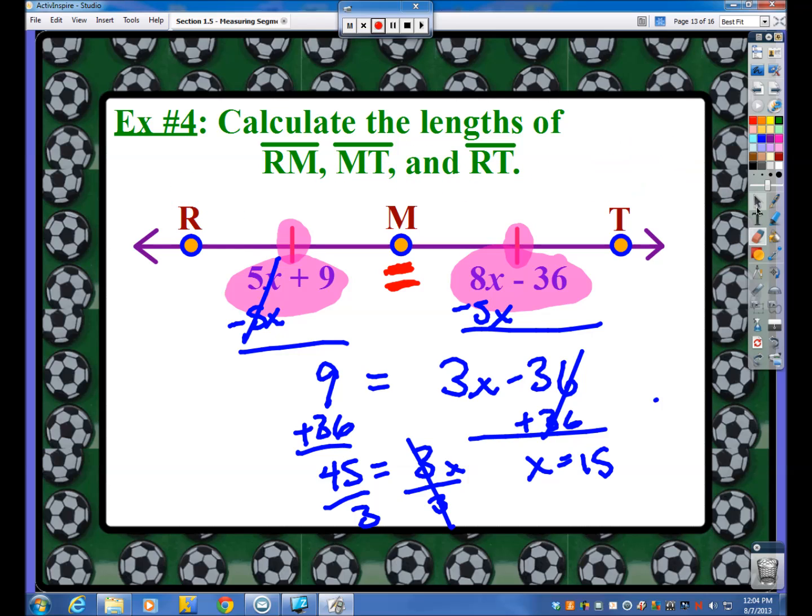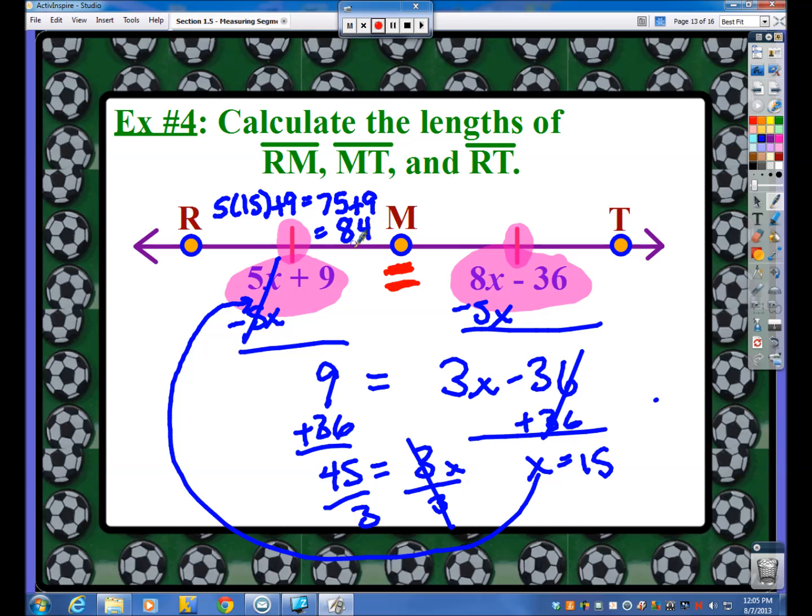So now, if I wanted to figure out the length of RM, okay, I know it's 5x plus 9, but I want a real number here to work with. I just need to take my 15 and plug it into the x. So 5 times 15 plus 9, well 5 times 15 is 75 by my recollection, plus 9 makes 84. So RM, segment RM, equals 84. And that is an answer I can circle. And I'll put a check mark there. I know I've done that problem.